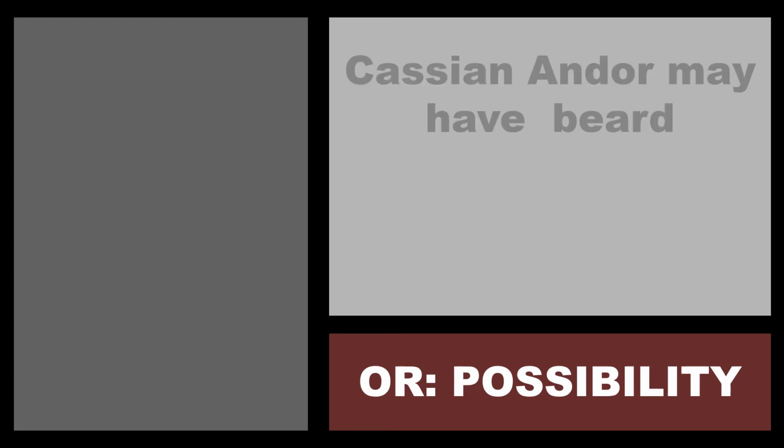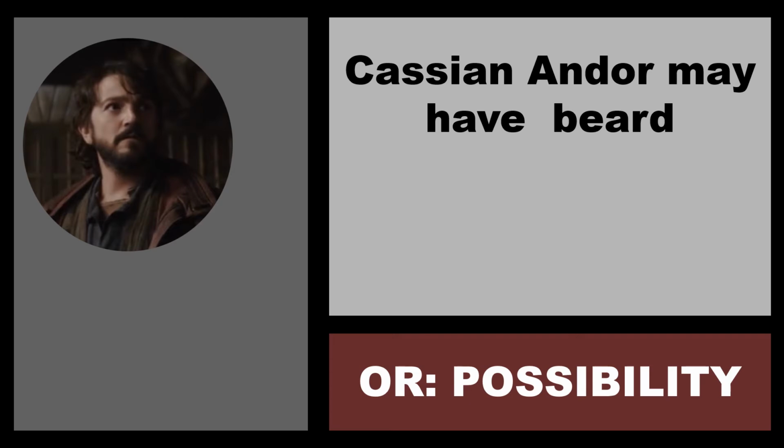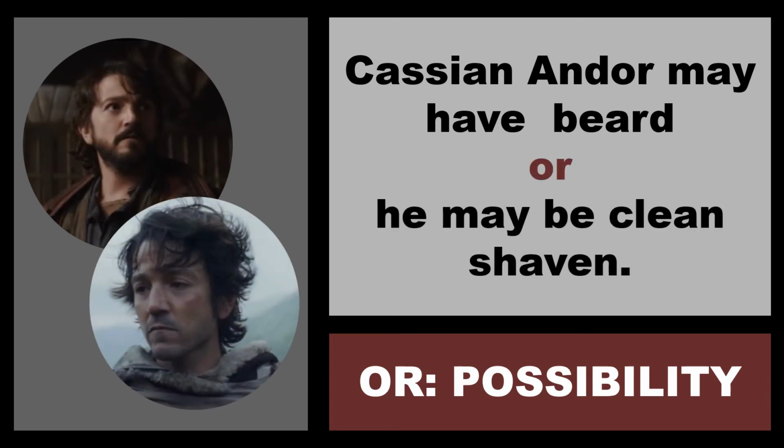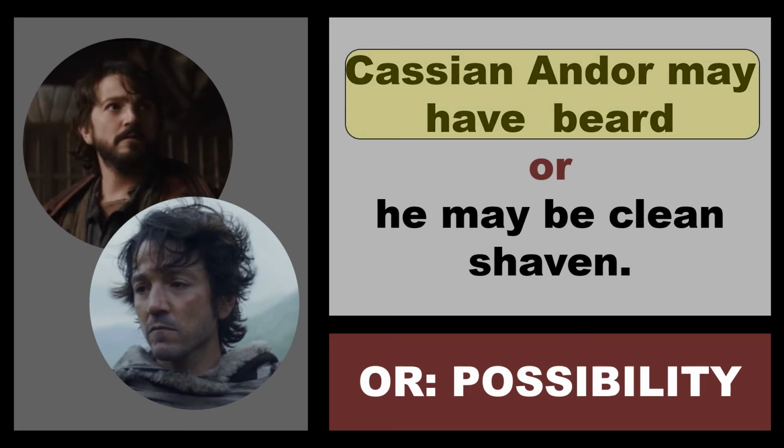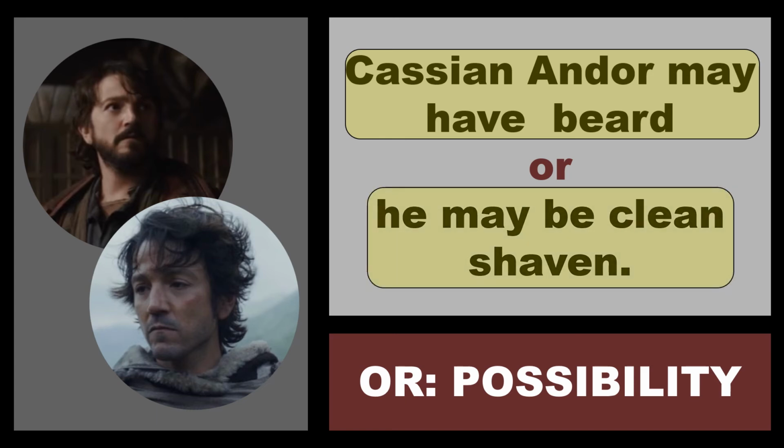In this context, though, or would be introducing different possibilities. Example, Cassian Andor may have a beard, or he may be clean shaven. And now, when the ISB is looking for the wanted man, their foot soldiers and stormtroopers will know that the wanted character may have a beard or he may be clean shaven, but he obviously won't be both because these two are mutually exclusive possibilities.